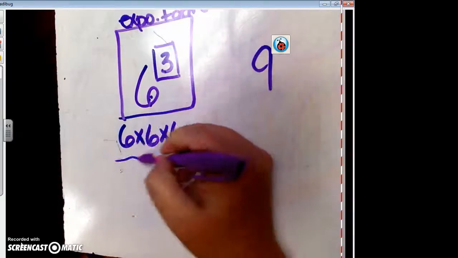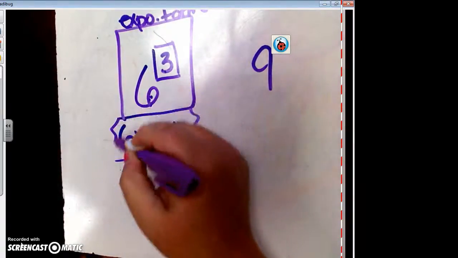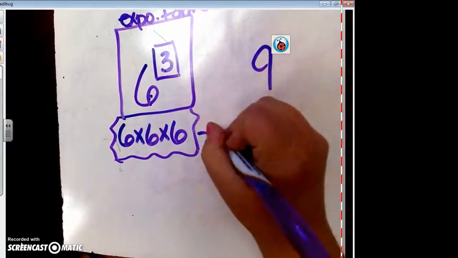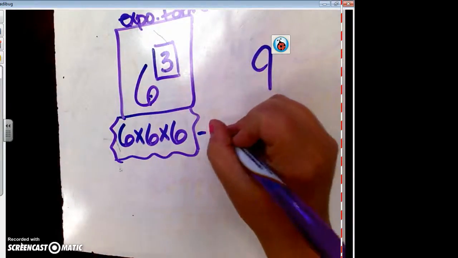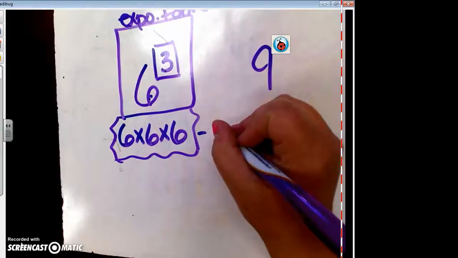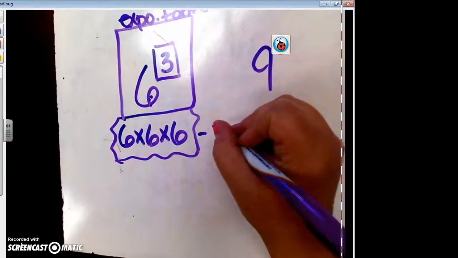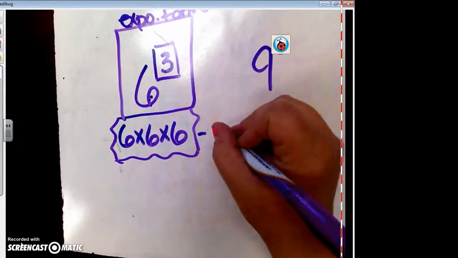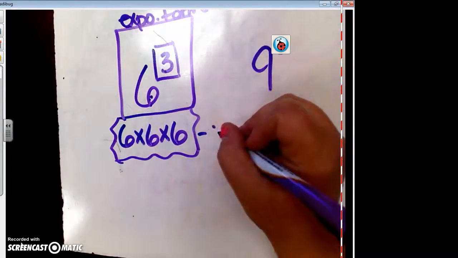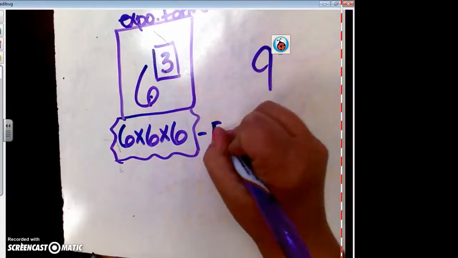This here, folks, has a special name also. This is called, if you had to guess, what would you say? Think about what you learned about standard form, expanded form, and word form with whole numbers. What's the one that has all the addition signs? Here's expanded.